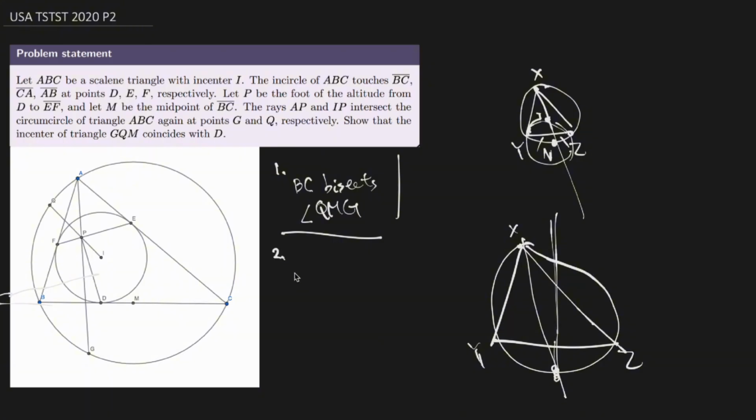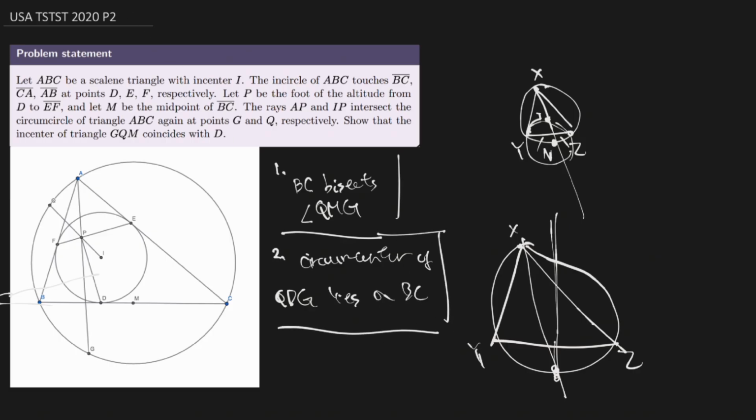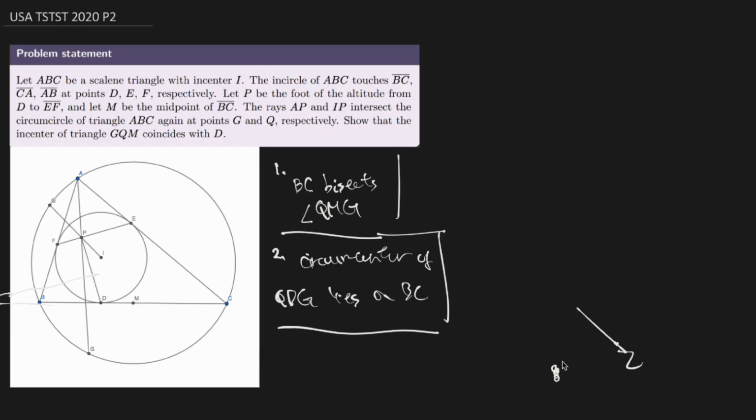So 2 is to show that the circumcenter of QDG lies on BC. So if we prove these two statements, 1 and 2, then we have effectively shown that D is the incenter of the triangle, which is exactly what we wanted to show, because we have just explained that 1 and 2 are the sufficient conditions to show that D is the incenter. So now we can work on proving these two. So let's start with the first condition.